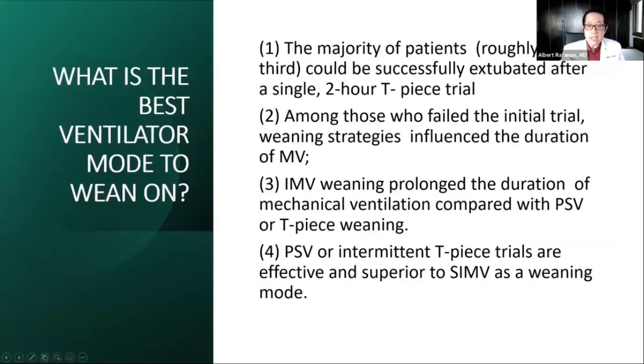But in all, the majority of patients could be successfully extubated after 2 hours of T-piece or spontaneous breathing trial. If the initial weaning trial fails, they do not suggest that you do an SIMV wean, because SIMV weaning fails for both trials. So you can do either a pressure support wean or intermittent T-piece trials. With pressure support, you start with higher pressure support, then you keep going down until you get to a pressure support of 5 or 7, then you extubate.